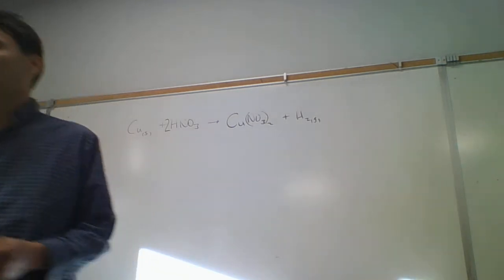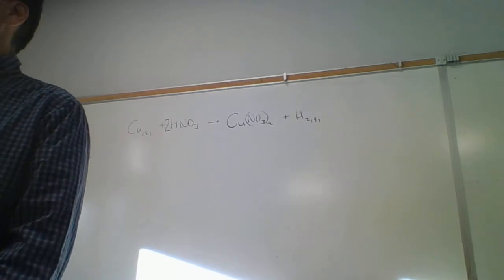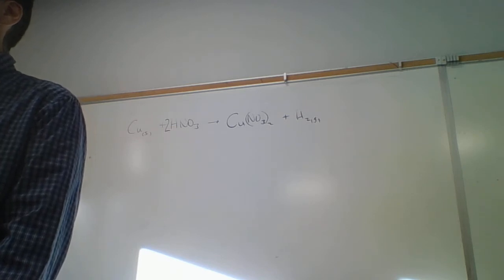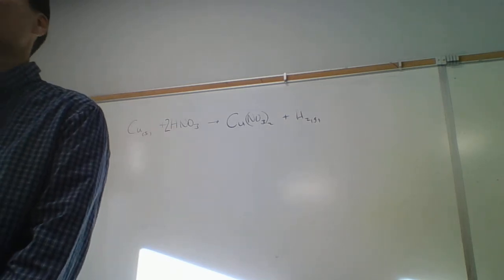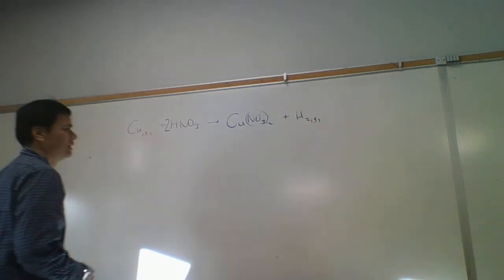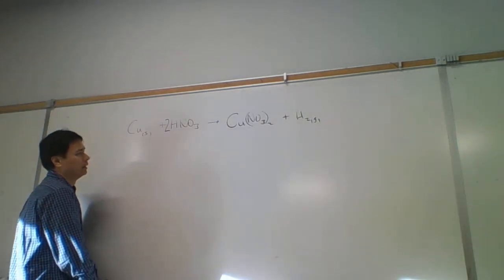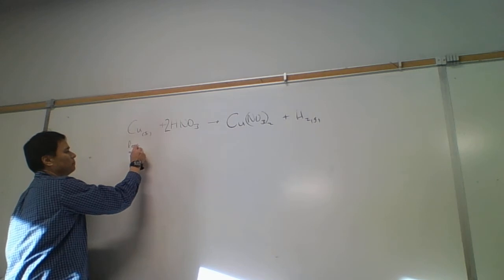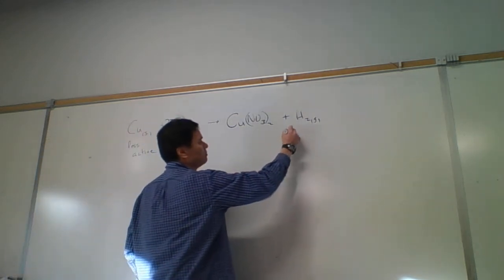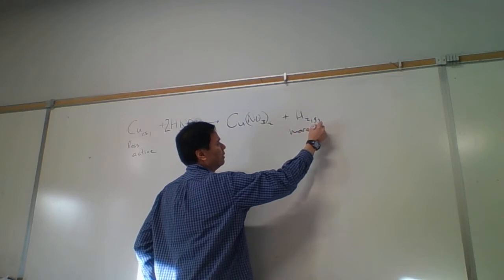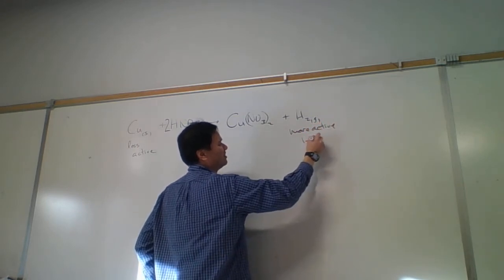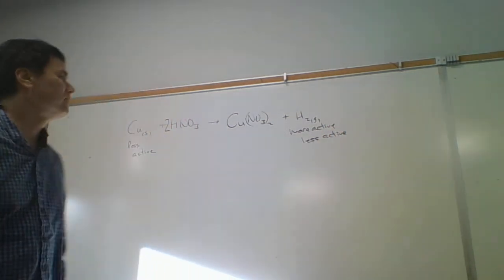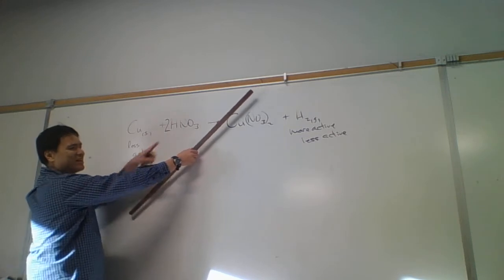Let's say if you're going to fly on an airplane, would you rather fly with hydrogen gas or copper metal? Copper metal. Hydrogen gas is like the Hindenburg thing. And so what this means is that copper is less active, more stable. And this is more active. No driving force. Less stable. Yeah, no reaction. Right, no reaction. And so basically, this side's more stable, lower energy. That side is less stable.